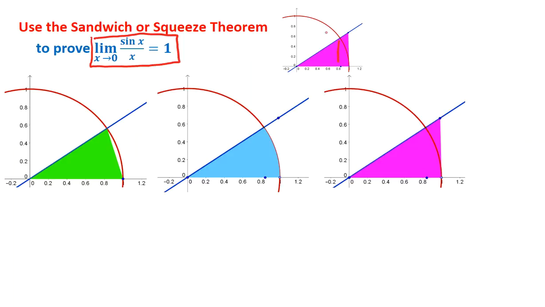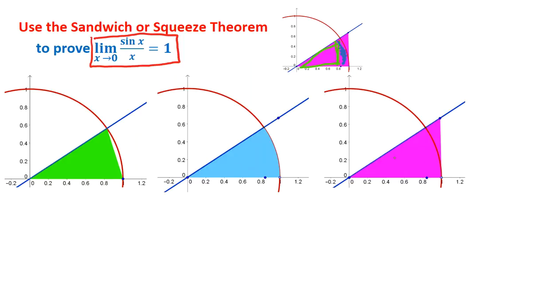So the green, if I can get a green stylus, there's our green triangle. And then for the blue, we're adding this amount, this sector, to it. So the sector is larger than the green triangle. And then, of course, the pink triangle has yet more area. So we've got a blue region that has an area between the green and the pink.